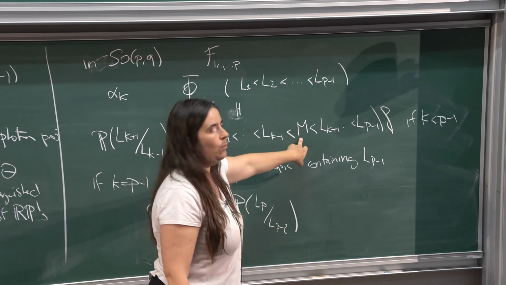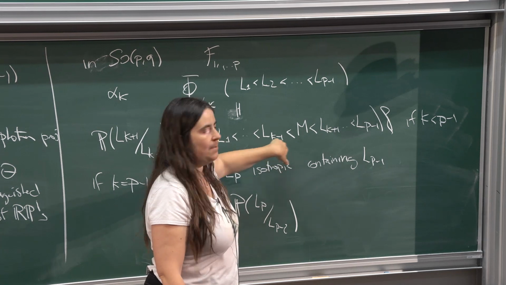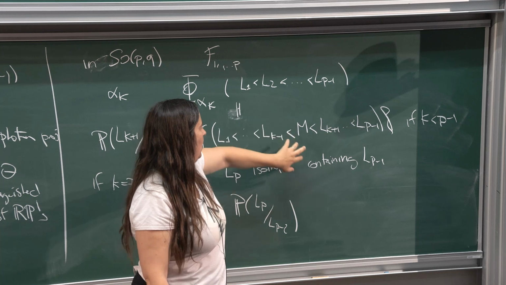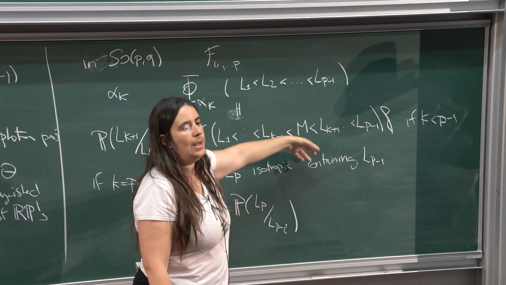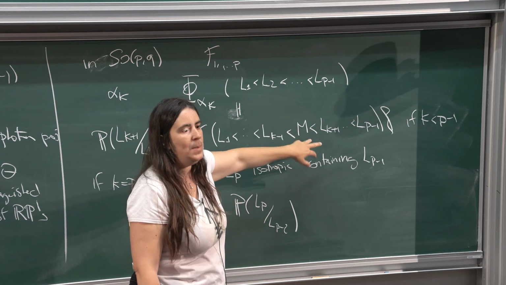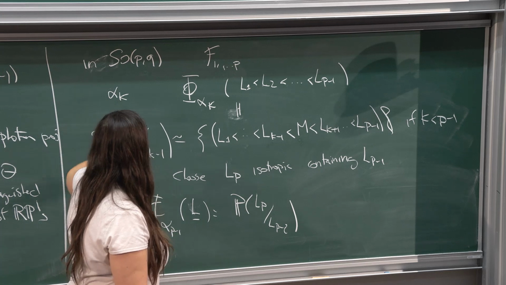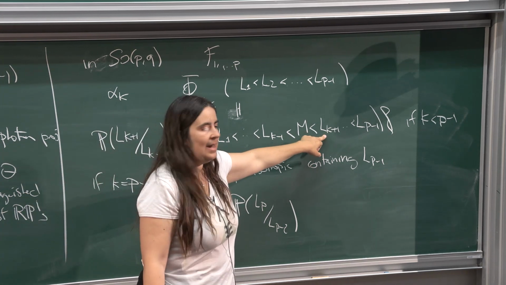M is anything that I can put here to get a flag. So M is a k-dimensional subspace. I started from this thing, and I only changed the k piece by putting anything that I could put. For this to be in the flag space, I need this M to be inside L k plus 1.